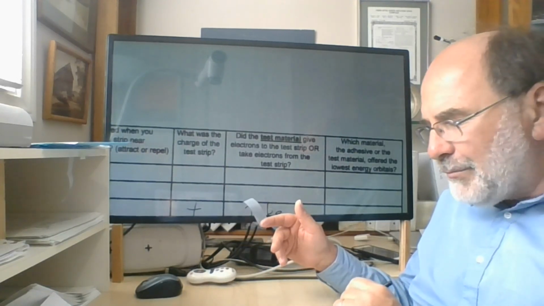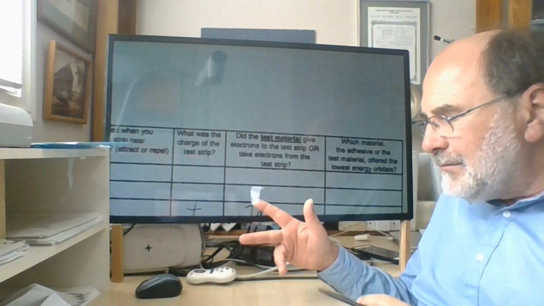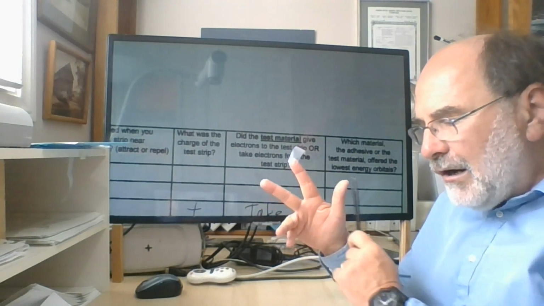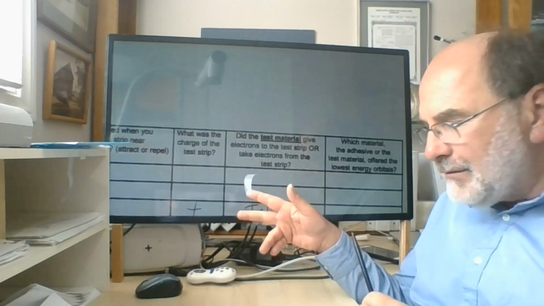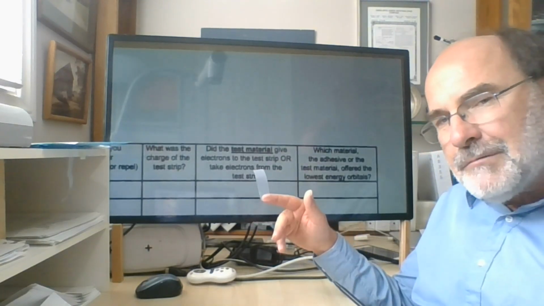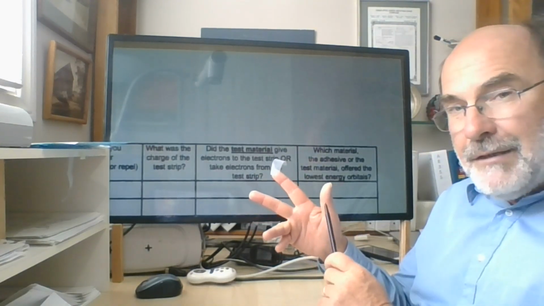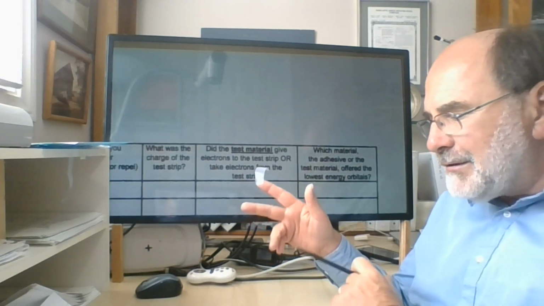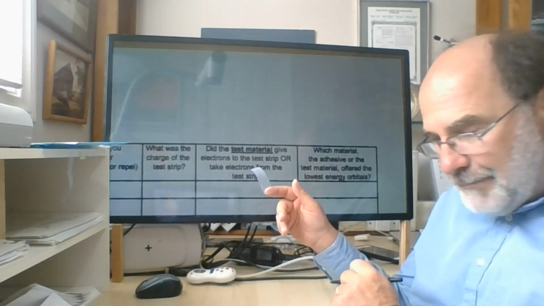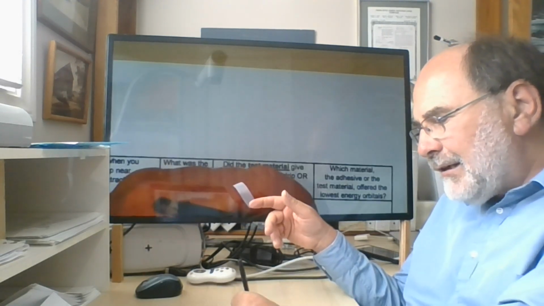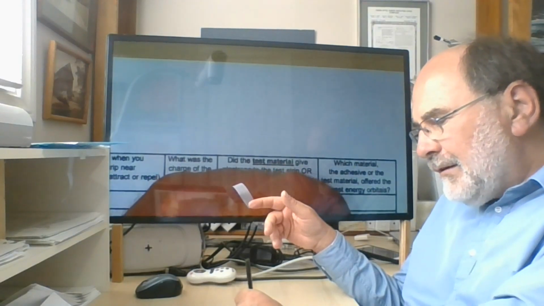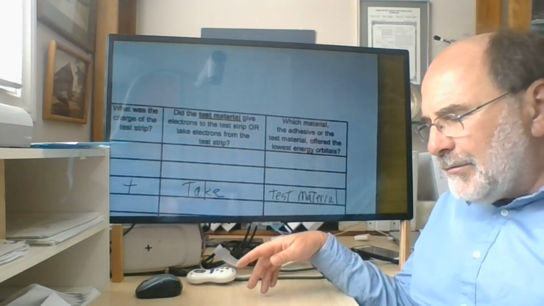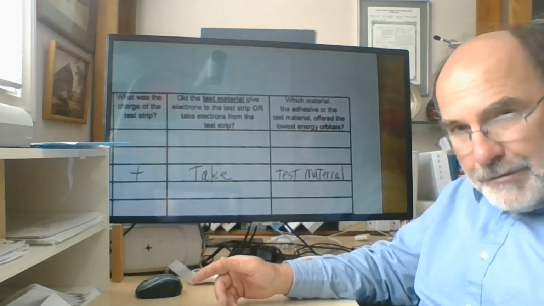So, filling in this worksheet, here's one row of it. Which material, the adhesive, which is the test strip, or the test material, offered the lowest available energy orbitals? Well, the one that ended up with the electrons is the one that had the lowest one available. So test material or test strip, which one should I put down? I should put down test material. And if you want to be really specific, like some of my students, you would say the plastic ruler.